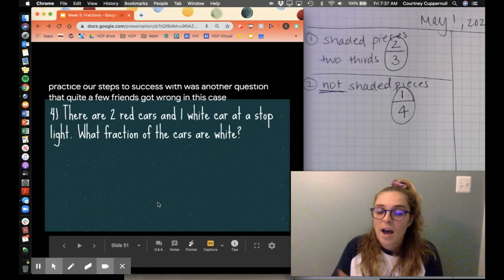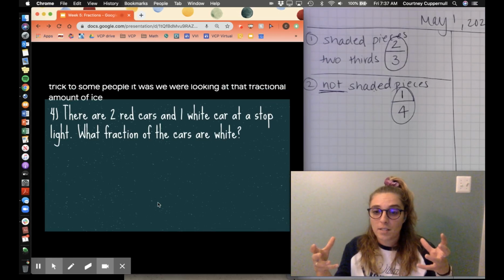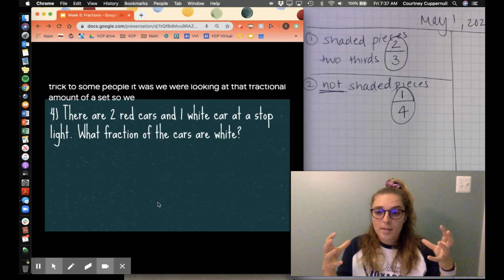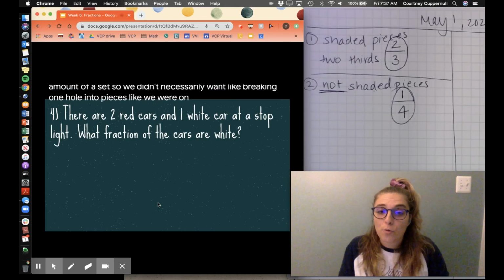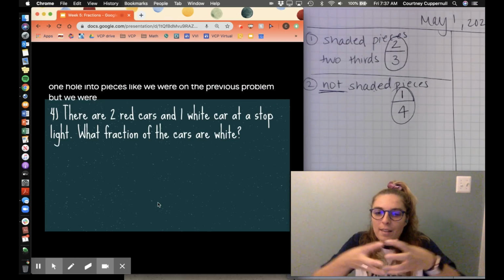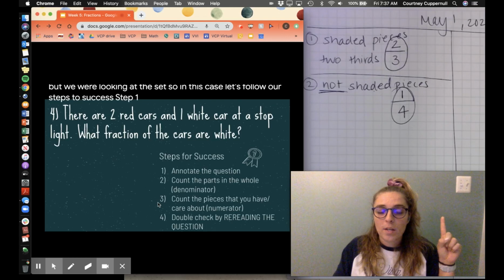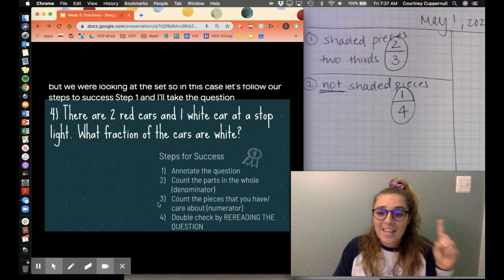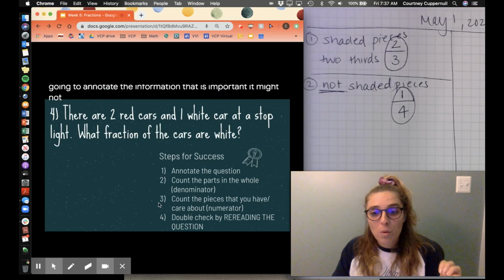In this case, I think what tricked some people was we were looking at the fractional amount of a set. So we weren't breaking one whole into pieces like we were on the previous problem, but we were looking at the set. So in this case, let's follow our steps to success. Step 1, annotate the question. In this case, I'm going to annotate the information that is important. It might not just be one word.